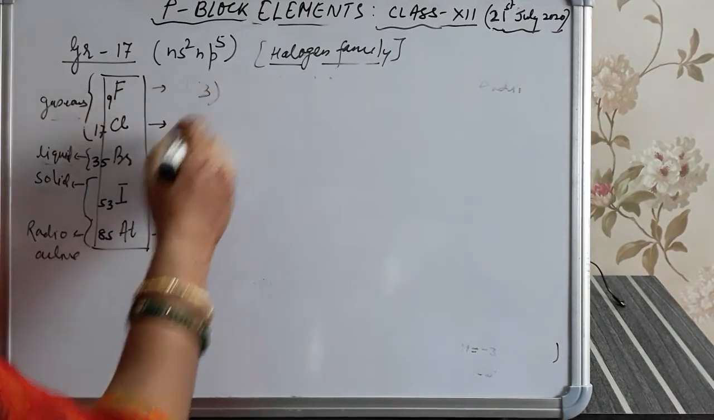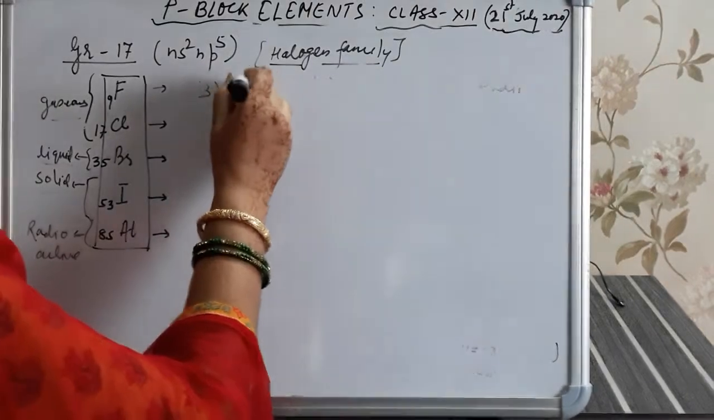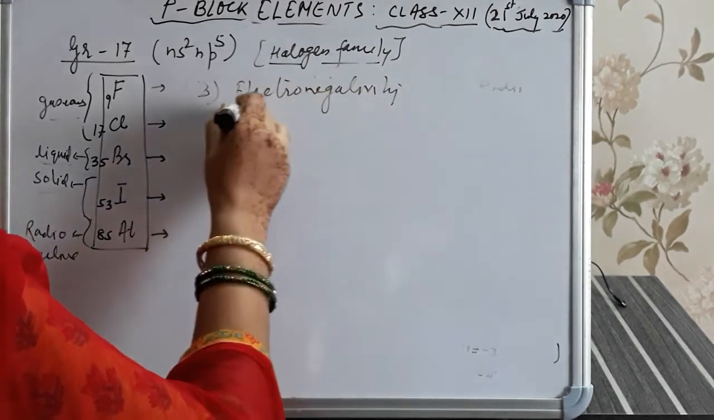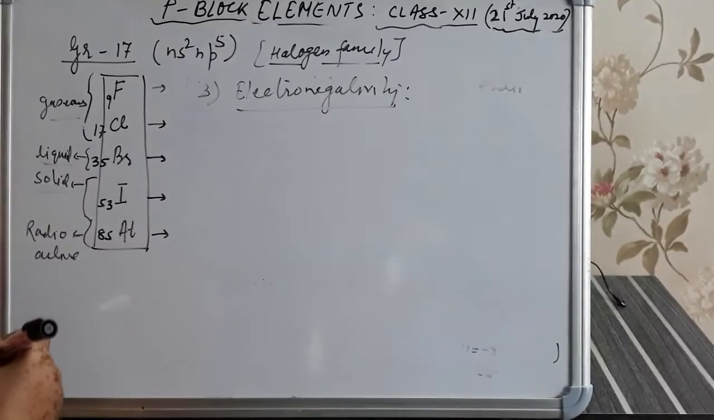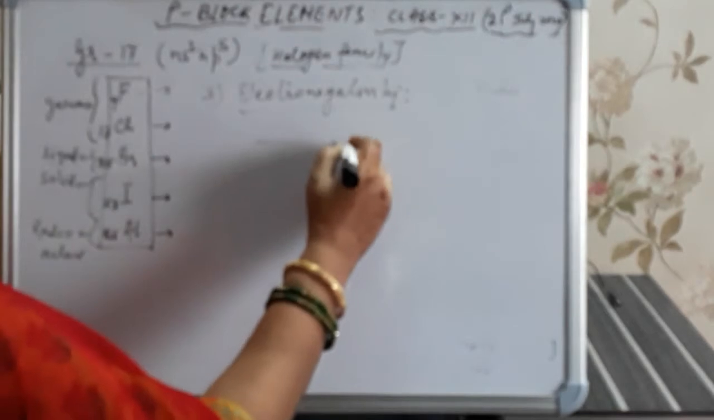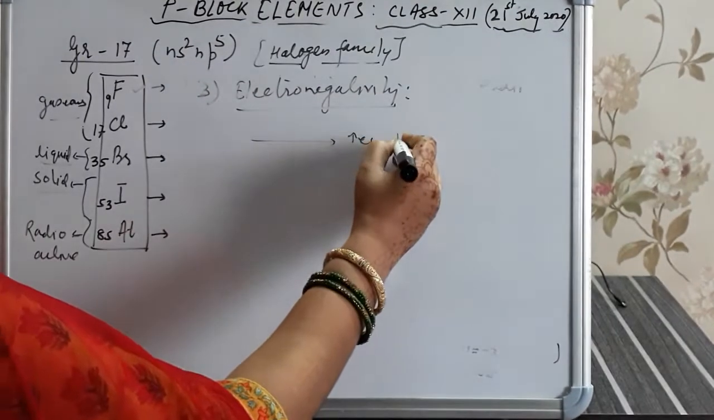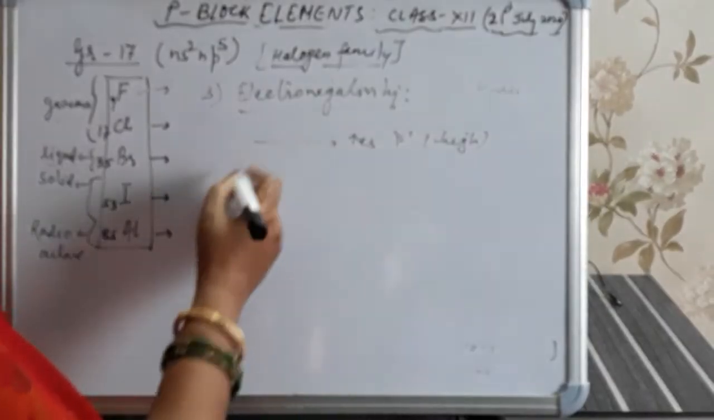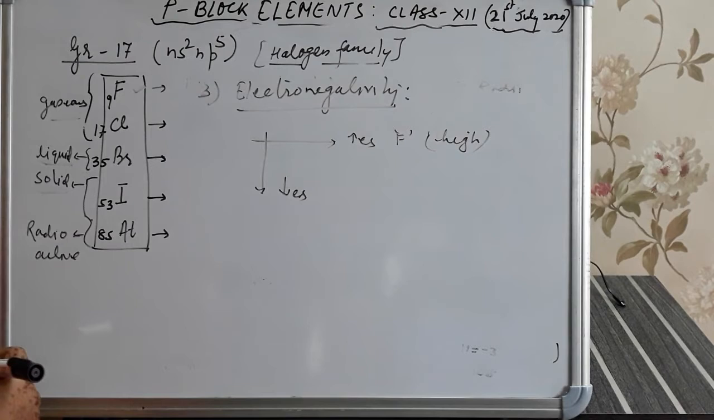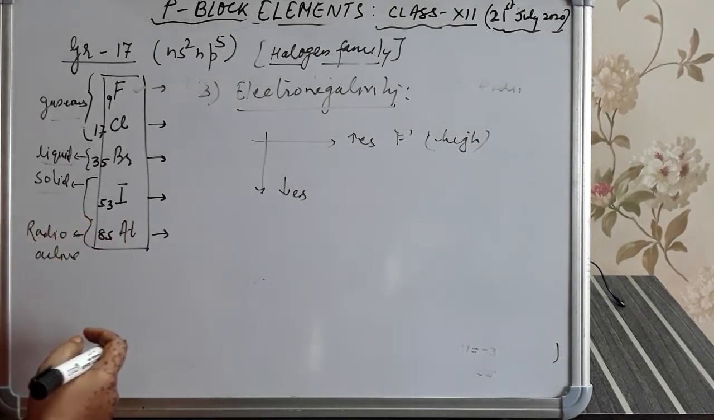Number 3, electronegativity. Fluorine has maximum electronegativity. Down the group, electronegative character decreases, and fluorine is the most electronegative in nature. So in this way we know the most electronegative element in the periodic table is fluorine and the second one is oxygen.